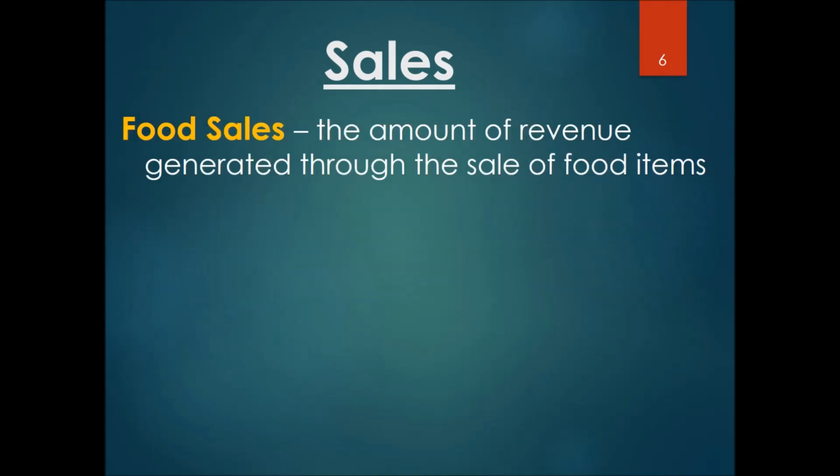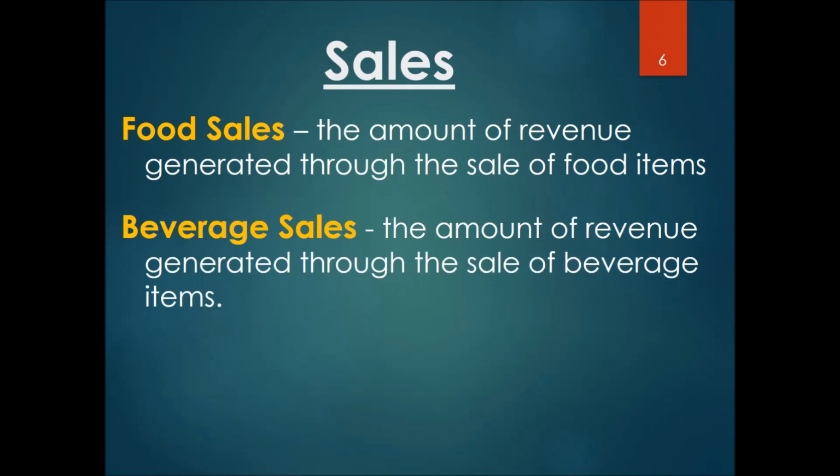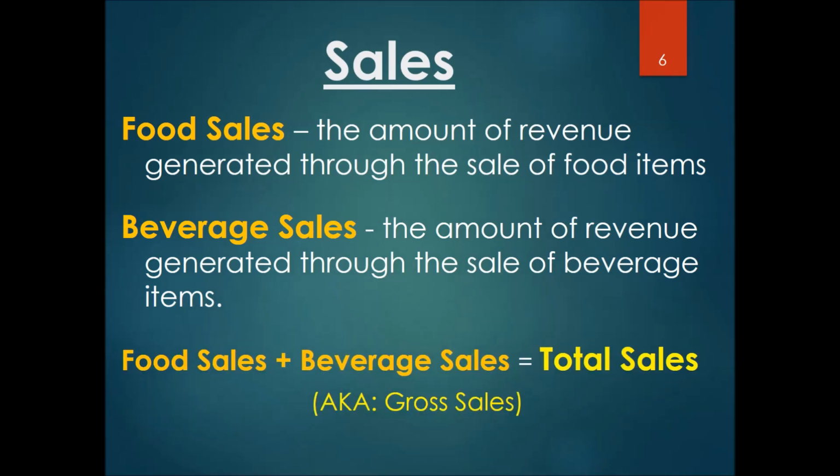Sales. A food service operation usually tracks 2 types of sales. We've got food sales, and we also have beverage sales. They're separate categories in order to see where the revenue is specifically derived from. So we don't want to just lump it together. We want to break it out: how much of those total sales were from food, and how much were from beverage. And then we add those together, and we get our total sales, which is also known as gross sales.